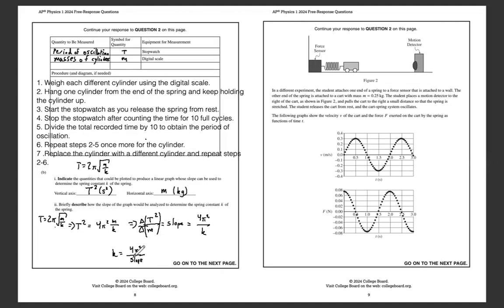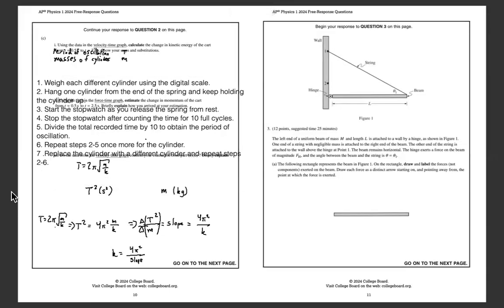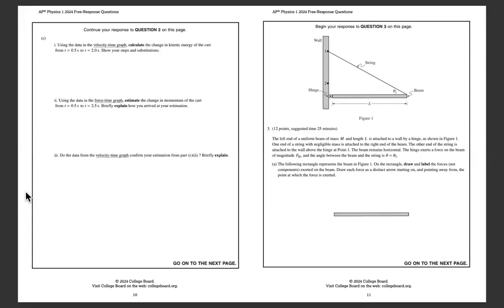All right, different experiment. You have a force probe and a motion sensor. Pull the card to the right so that you get oscillatory motion, and you get force and velocity. Okay. All right, let's see what we got here. Using the data, calculate the change in kinetic energy, estimate the change in momentum. Okay, and do your 2 things.